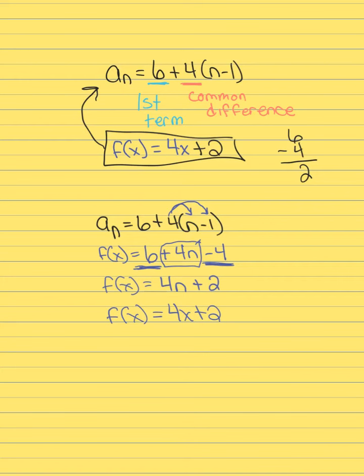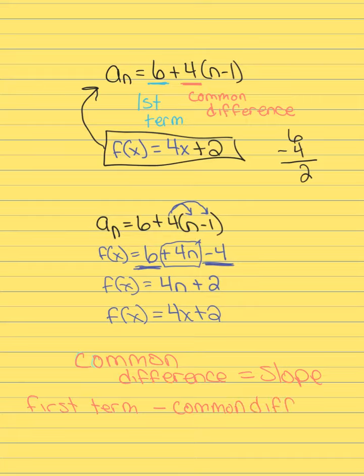So remember, my common difference is my slope. Common difference is equal to slope. And then my first term minus my common difference is equal to my y-intercept.